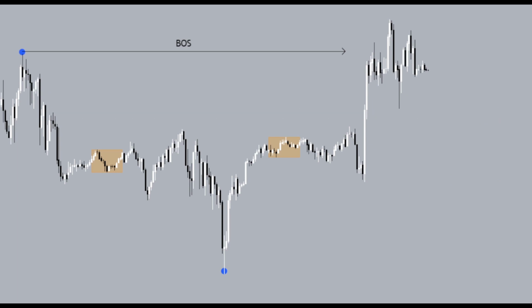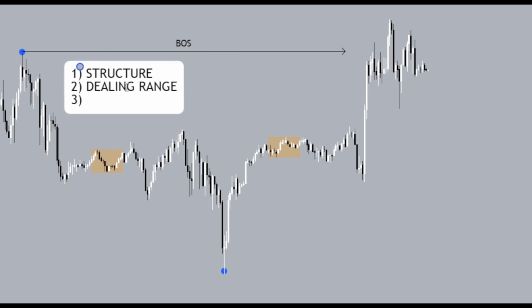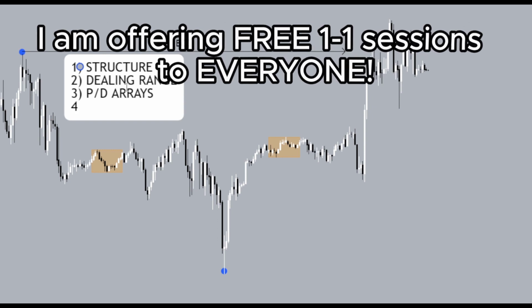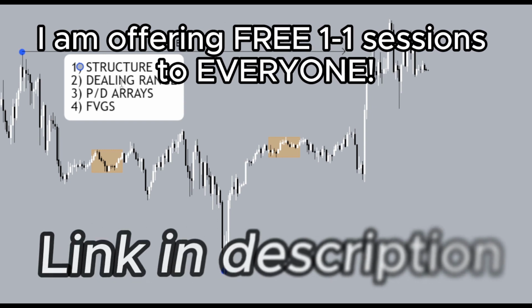So what do we mean by that? So again, let's take out the four secret ingredients to understanding price, right? The four secret ingredients were market structure, dealing range, PD arrays, right? And fair value gaps, right? So again, it's the same concepts on every single time frame.